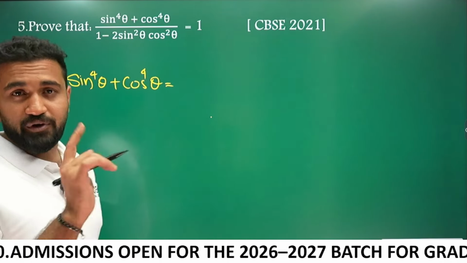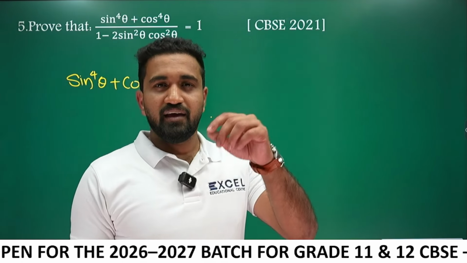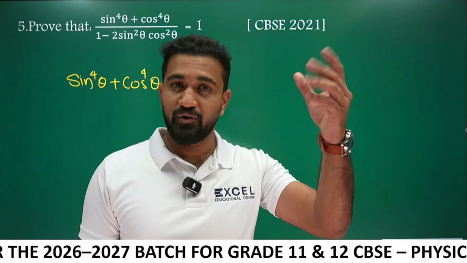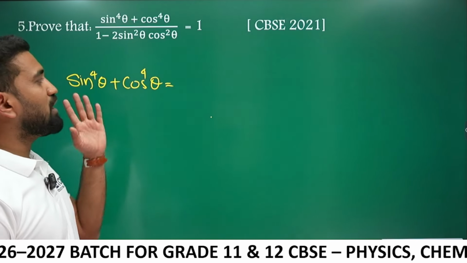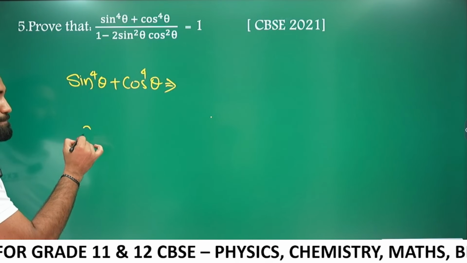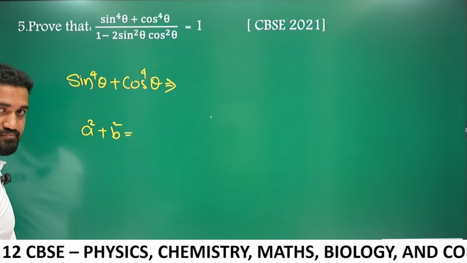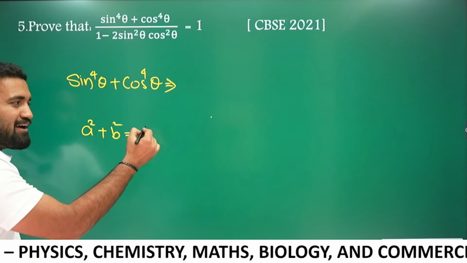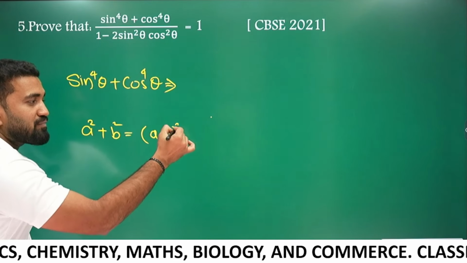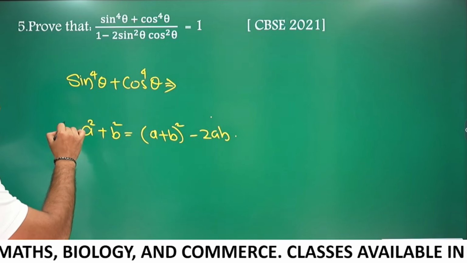Guys, one more time, I'm asking you, did we learn any expression for something like a raised to 4 plus b raised to 4? No. So how will you apply this? See, we know the basic logic that a square plus b square is equal to, how will you write this? A plus b the whole square minus 2ab. Is that correct?